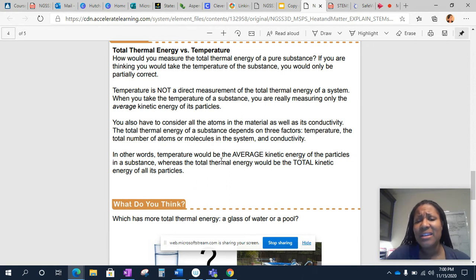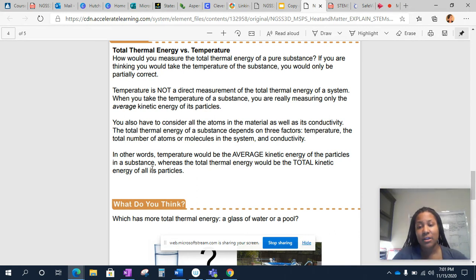In other words, temperature would be the average kinetic energy of the particles in a substance, whereas the total thermal energy would be the total kinetic energy of all of its particles. So let's kind of break that down. So temperature would be the average kinetic energy of the particles in a substance.